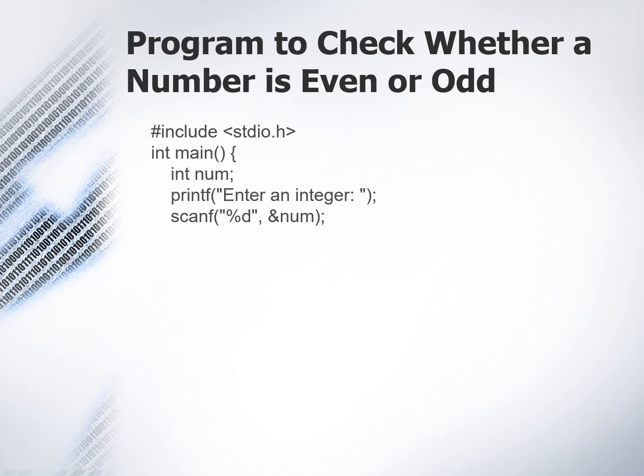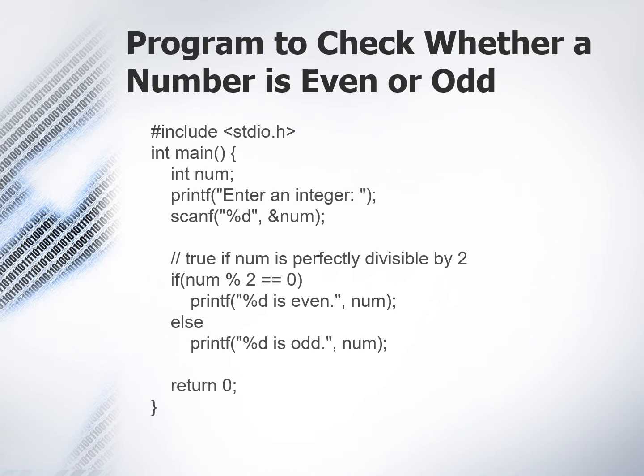So first of all, we have the header statement, that is #include <stdio.h>. Then we will declare the integer main function. Now in this function we have this declaration of integer num. Then we will take an input, "Enter an integer." Now scanf statement %d and num will take the input.